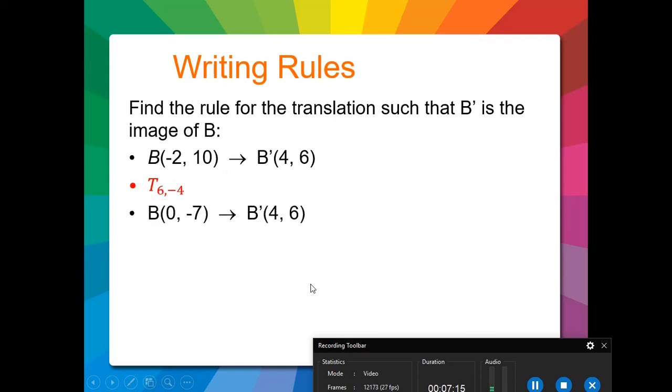For our second example, take a minute and see if you can identify what's happening between x and y. So for x, we went from 0 to 4, so it looks like I'm adding 4. For y, be careful. If you can envision the number line, we're at -7 on the y-axis, and we have to rise all the way up to +6. So that's a positive move of 13 units.